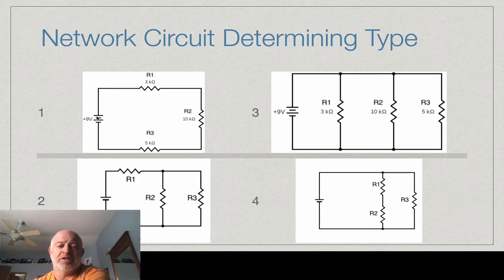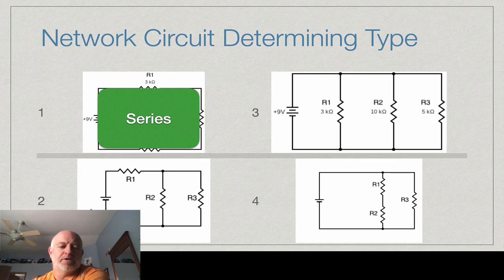Here's our battery. We start the battery. We're going to work our way around, come around. Okay, here's a resistor, here's a resistor, here's a resistor. I see 1, 2, 3 resistors. I can only go one pathway, so that is just a series circuit. We've done those before.